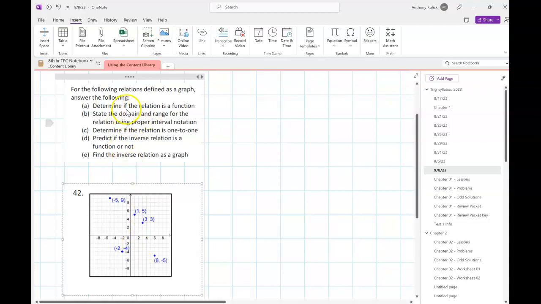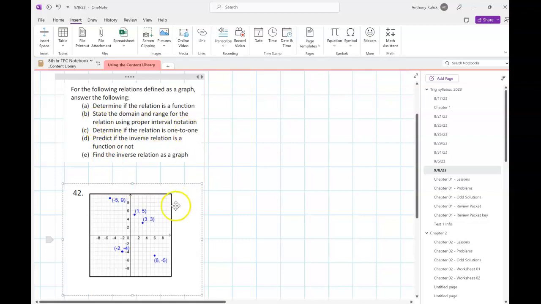The domain, well, that's just going to be the set of x's. There are only 5 x's, so -5, -2, 1, 3, 6. I can just list them with the little squiggly set bracket. Likewise with the range, just listing the y's: -5, -4, 3, 5, 9. Again, just put them in the little squiggly set bracket. So far, so good? Okay.